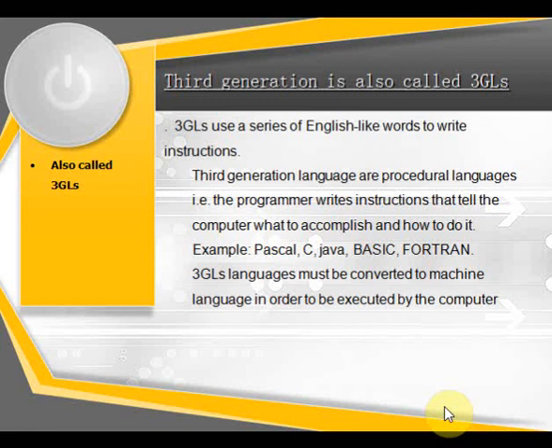3GL languages must be converted to machine language in order to be executed. And again, the reason for that is because machine languages only understand ones and zeros, while third generation languages use English-like statements. So that's the reason why it has to be converted to machine language before the computer can execute it.